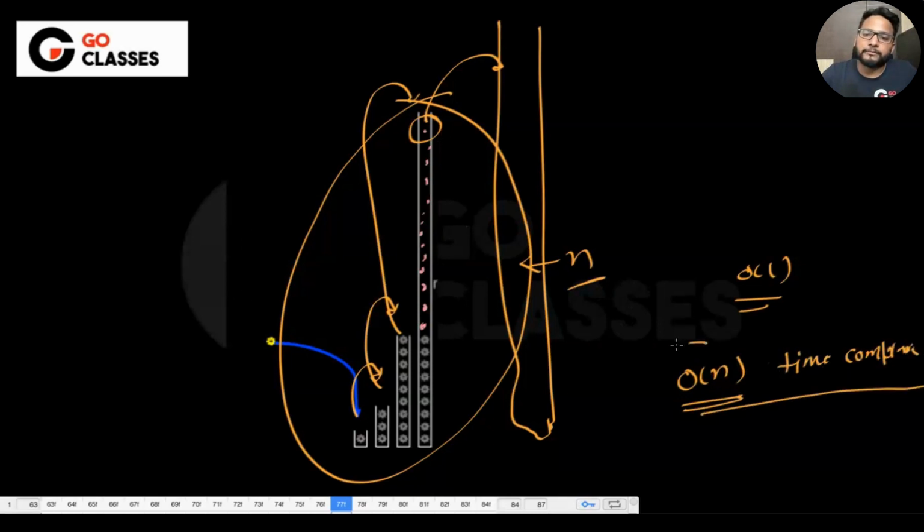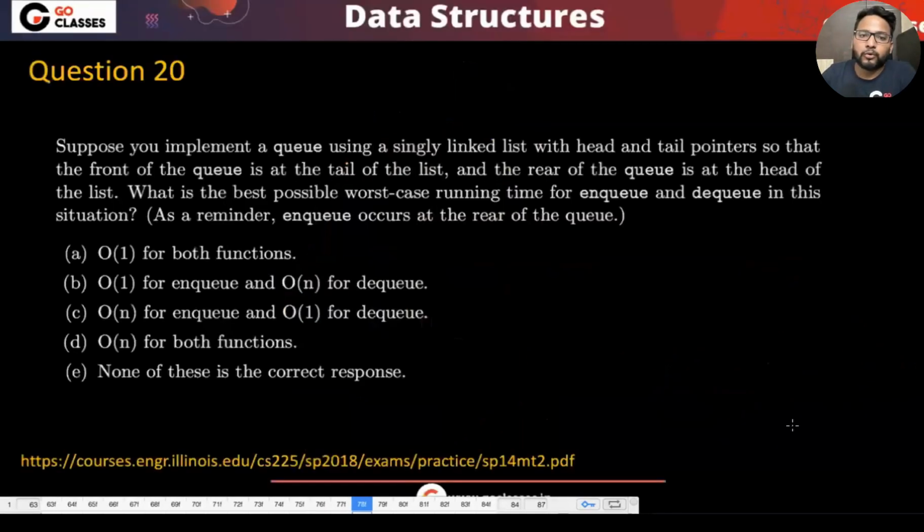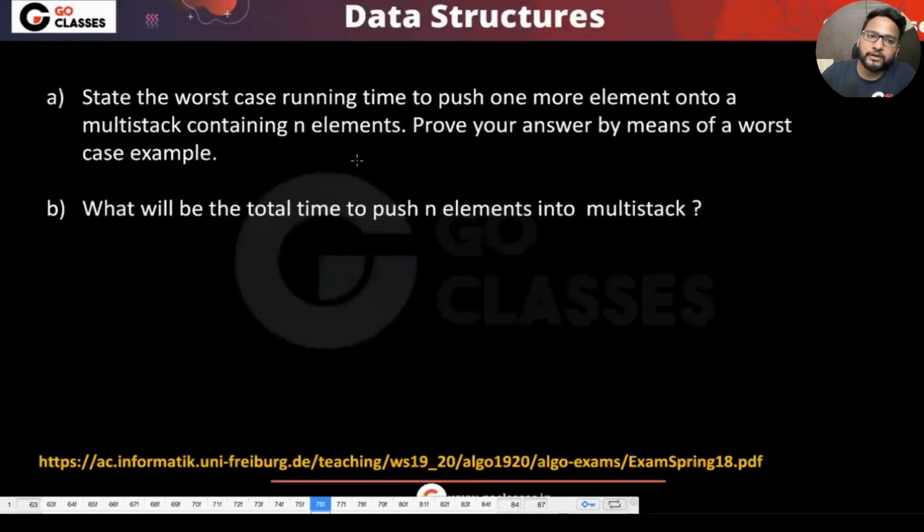Is this okay to everyone? For one push itself, this is the time complexity. So what is the answer here? Order of n. Order of n, right? I mean, this is the worst case.